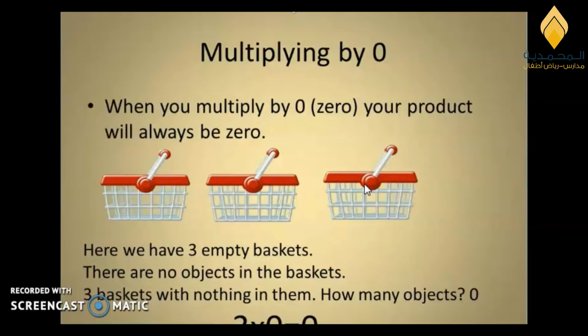So here we have 3 empty baskets. There are no objects in the baskets. How many objects? Yes, 0. There is nothing inside these baskets. If we try to write the multiplication sentence, as you can see, 3 times 0 equal 0. Can we count the objects? No, we cannot, because there is nothing inside these baskets. So when we multiply by 0, your product will always be 0.